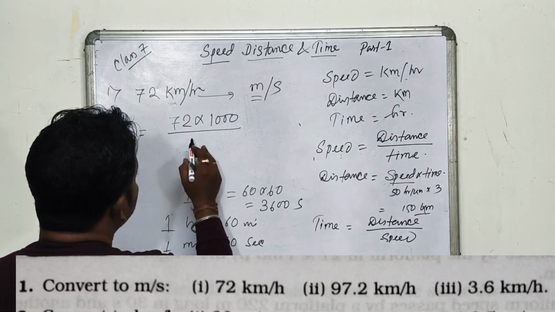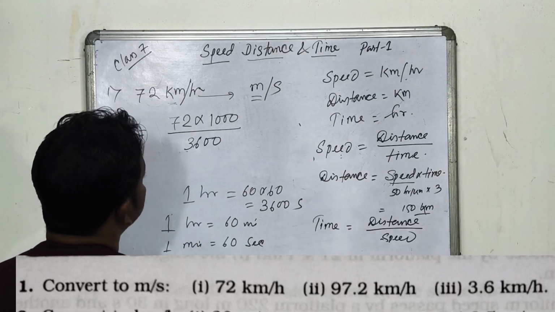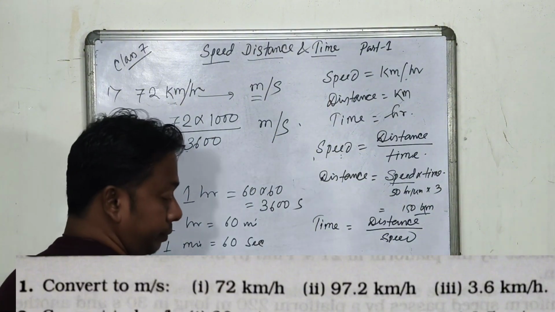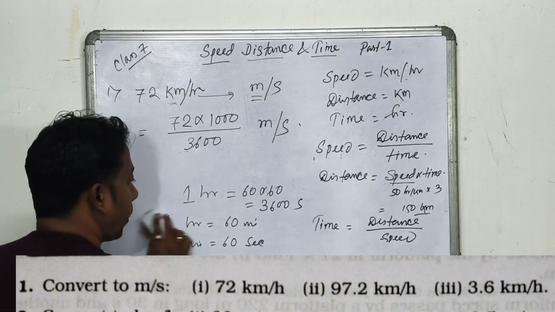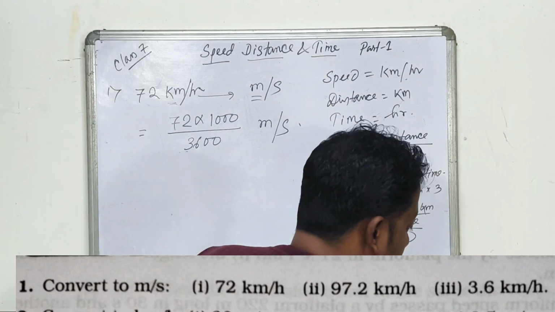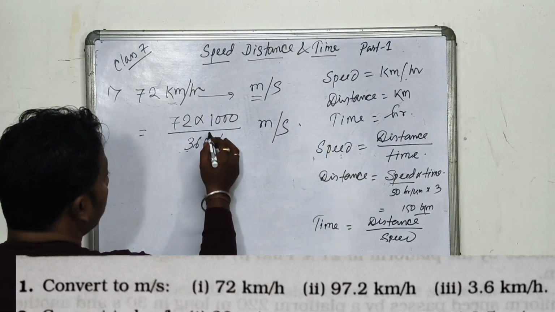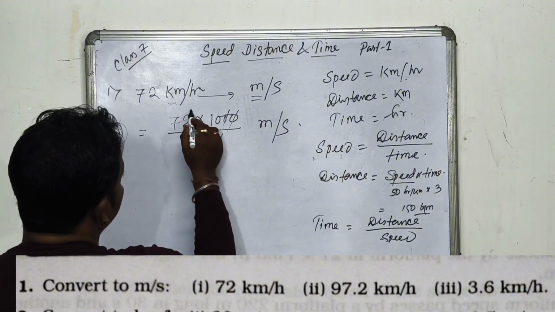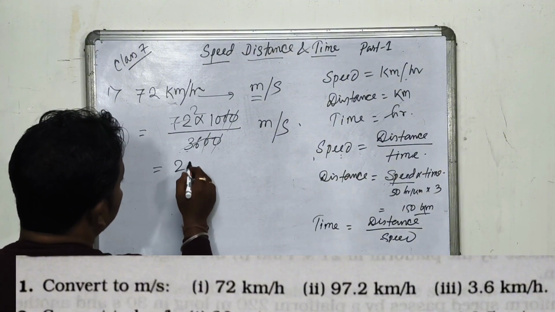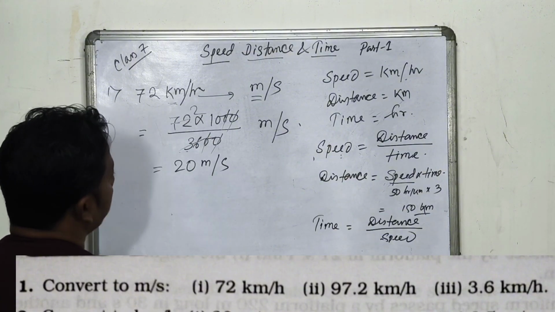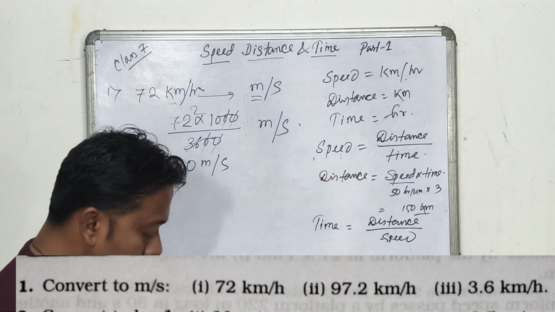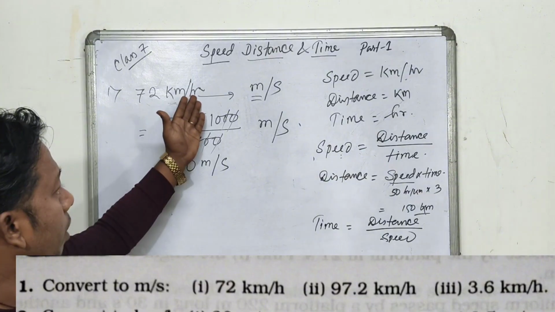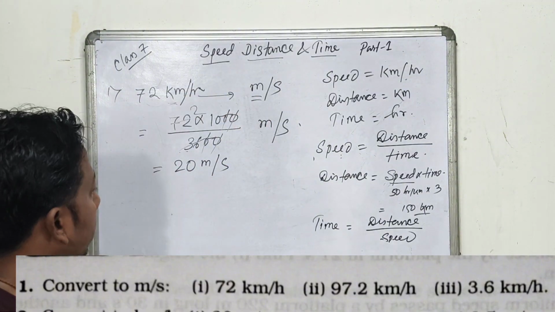So put the value 3600 seconds. The unit should be meter per second in that part. 72000 divided by 3600, that is 20 meter per second, completed. Clear? So simply we convert from kilometer per hour to meter per second.